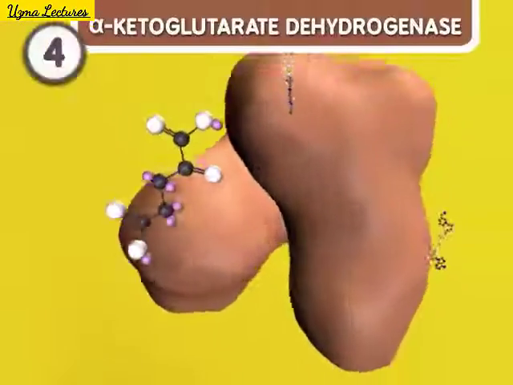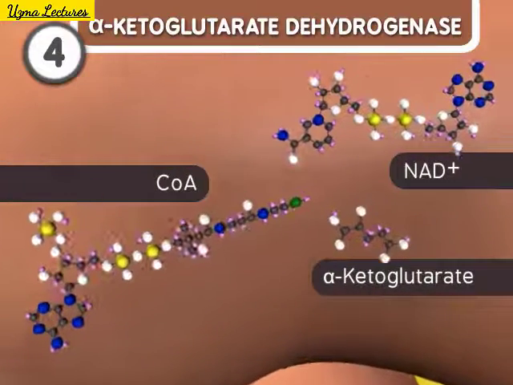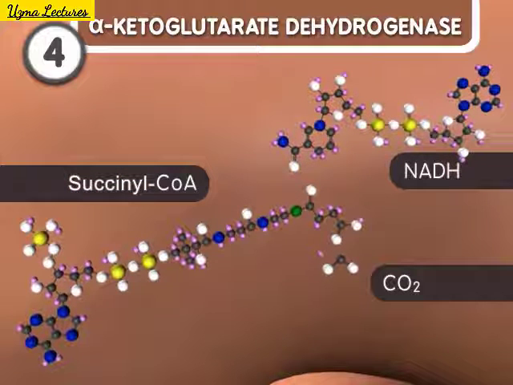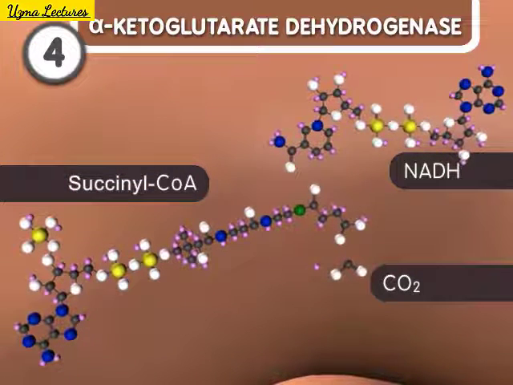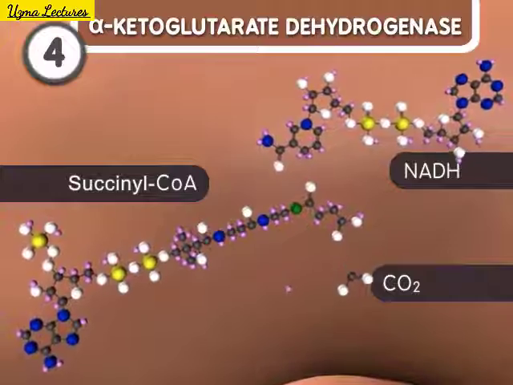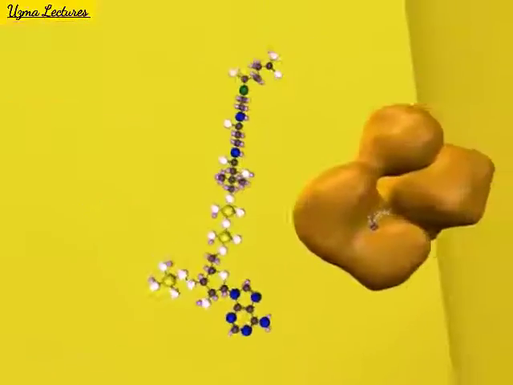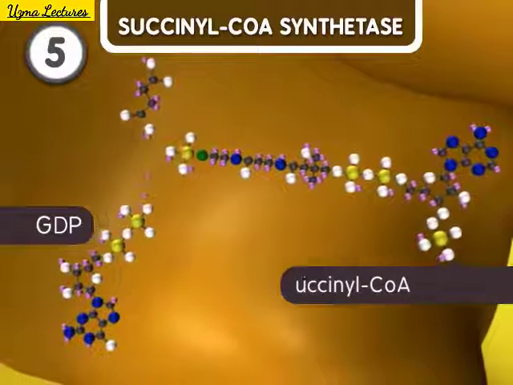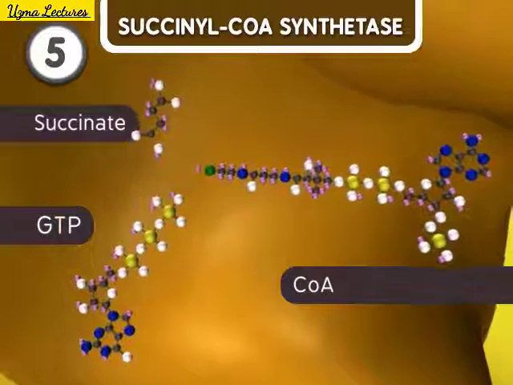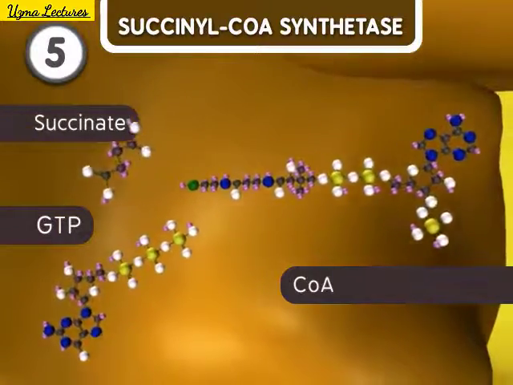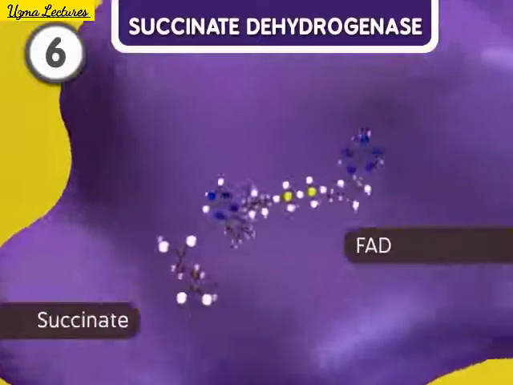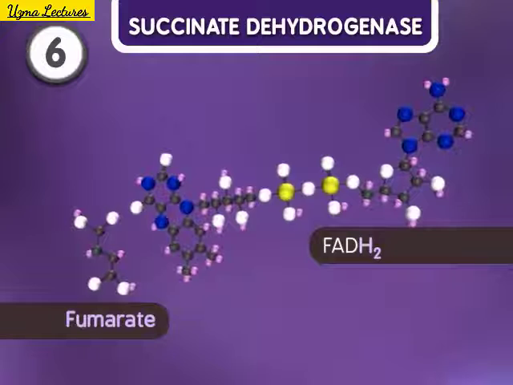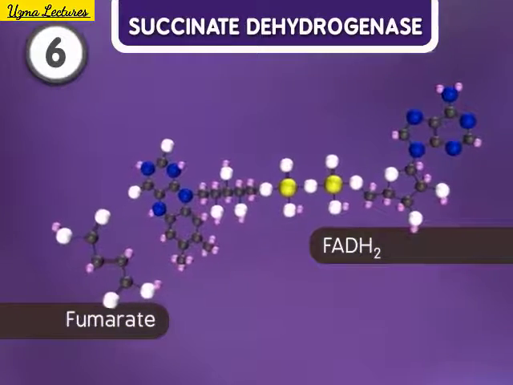In the fourth step, an enzyme called alpha-ketoglutarate dehydrogenase converts alpha-ketoglutarate into 4-carbon succinyl coenzyme A. Similar to step 3, this reaction produces 1 carbon dioxide and 1 NADH. In step 5, a succinyl coenzyme A synthetase enzyme converts succinyl coenzyme A into succinate. This produces GTP, which is converted to ATP. In step 6, an enzyme called succinate dehydrogenase converts succinate into fumarate. This step makes 1 FADH2.